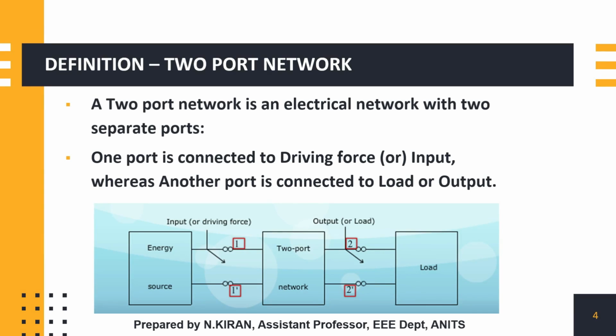Similarly, a two-port network is nothing but an electrical network consisting of two separate ports. One is used as input and another one is used as output. So here in this representation, as you can see, 1 dash is input and 2 dash is output. Since this network has two ports, this network is called two-port network.